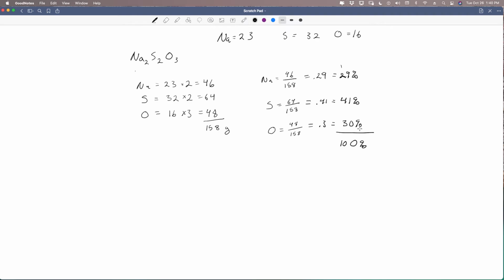All right, that's how we are finding percentages of chemical formulas.